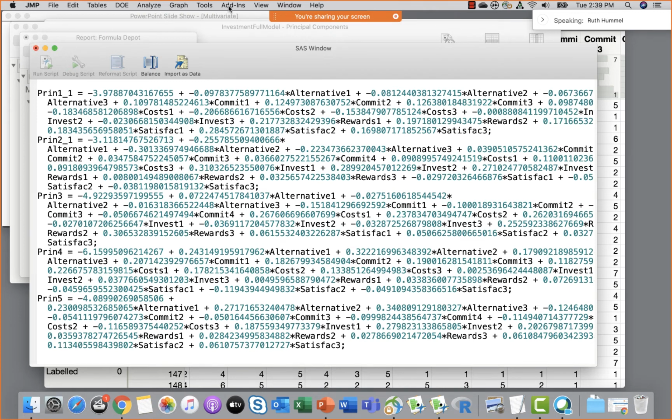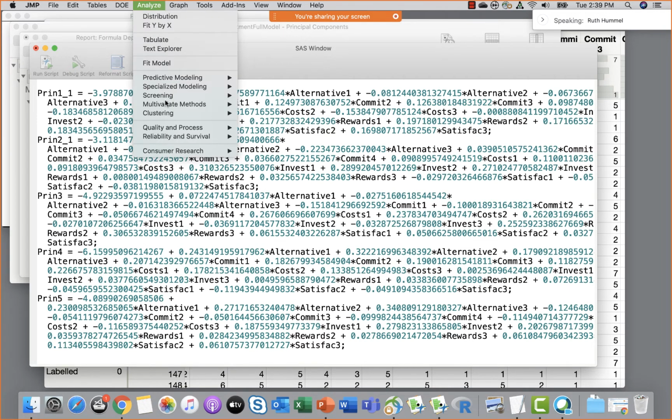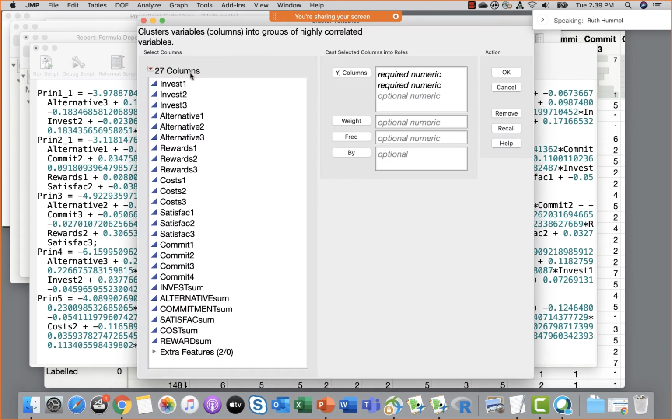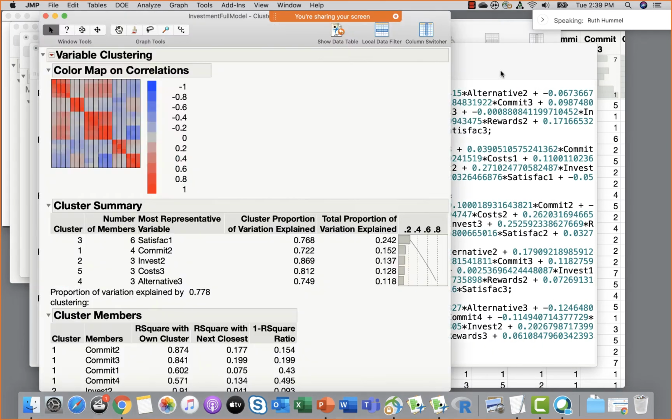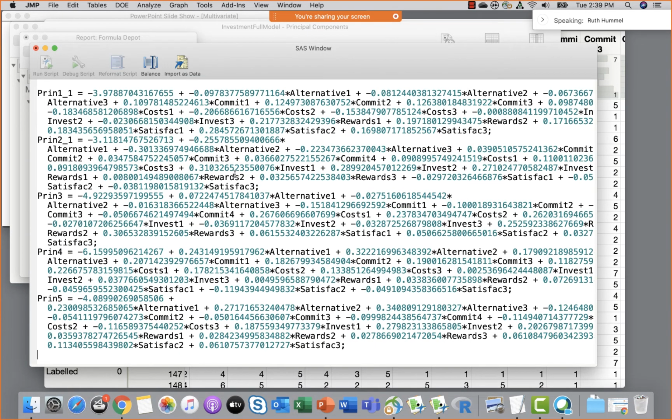So this is unlike when we cluster by the factors. If we went back to analyze cluster variables and we did the cluster of these guys, clustering these guys is going to just put 6 of the variables into one cluster. So that's probably all the satisfaction and the rewards questions. It's going to put just the 4 commitment questions into another cluster by itself, just the investment questions, just the cost questions, just the alternative questions. So this is distinct different groupings, whereas principal components is weighting every question onto each principal component.